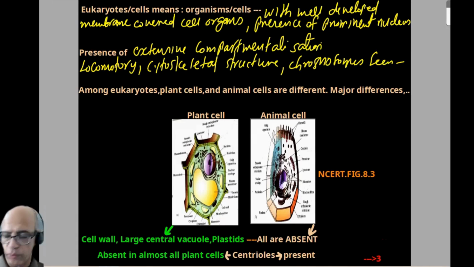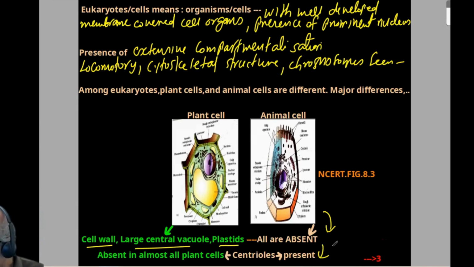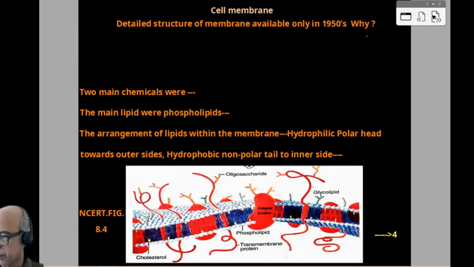When we come to plant cell, we can find there is a cell wall. There is a large central vacuole. Presence of plastids. These all structures are absent in animal cell. That is why I put it in this manner. Now, when we take animal cell specifically, we can find centrioles are present in animal cells. But in plant cells, they are absent in almost all plant cells, not 100%, almost all. While in animal cells, they are present. I think the difference is clear. It is a theory question, NEET model question, etc. We can proceed to the next page.